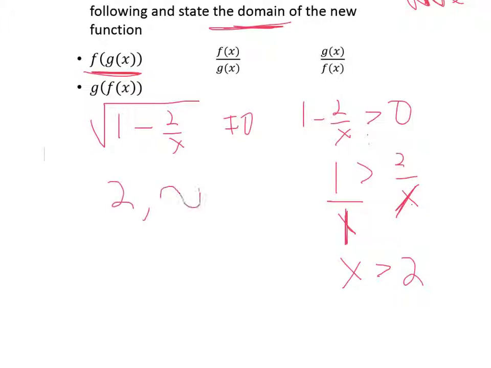Can it be equal to 2? 1 minus 2 over 2 is 0. Can I take the square root of 0? Yes, I can. So that's a hard bracket for the 2, because it can be 2. Even though you can take the square root of 0, you can't have 0 in the denominator. Right, but I'm not saying x is 0. X is 2. It just so happens y is 0 when x is 2.